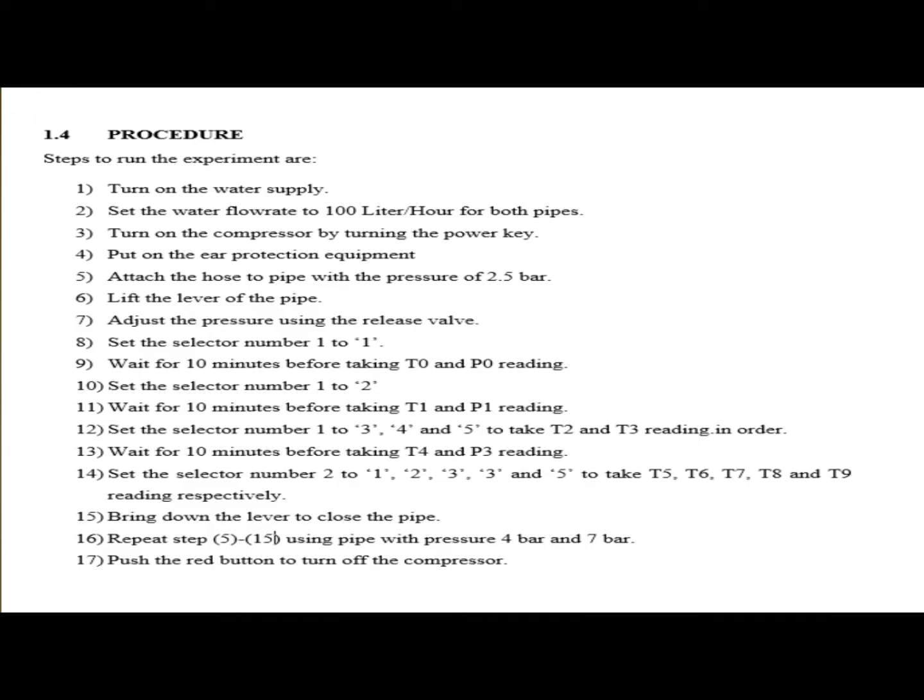Step 14, set the selector number 2 to 1, 2, 3, 4 and 5 to take T5, T6, T7, T8 and T9 readings in order. Step 15, bring down the lever to close the pipe. Step 16, repeat steps 6 to 15 using the pipe with pressure 4 bar and 7 bar. Step 17, turn the red button to turn off the compressor.